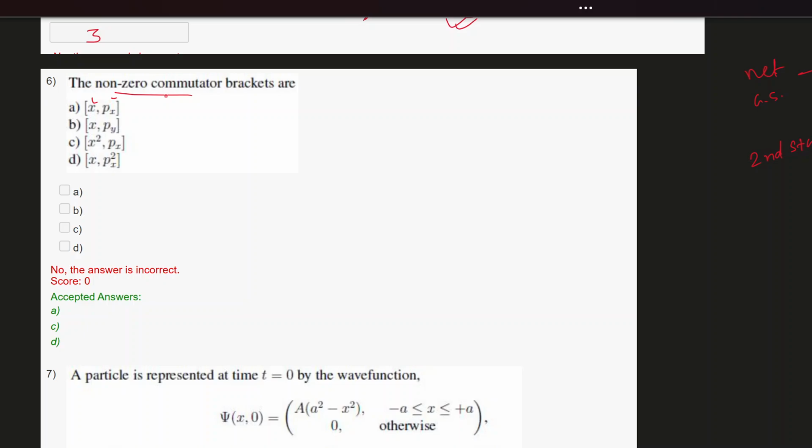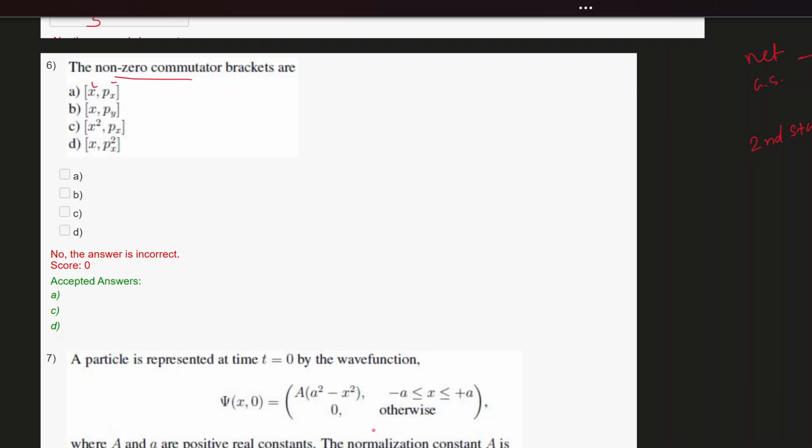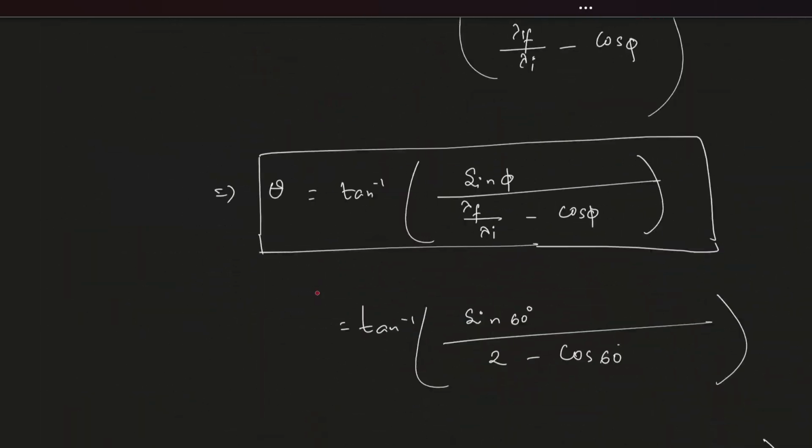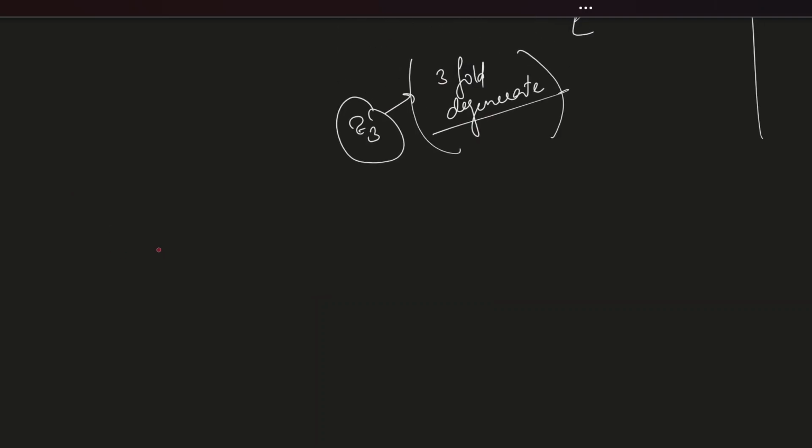Basically, yes, we'll be solving. I'll be showing you some of these commutator bracket problems, and I think you can follow up how to take them further, because it is the same rule for all of them. So this is problem number 6 on commutation. The first option you had in A is x px. You have to find out whether this commutator bracket is giving you 0 value or non-zero value.